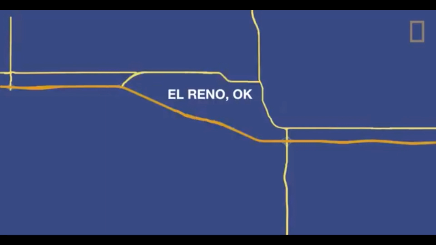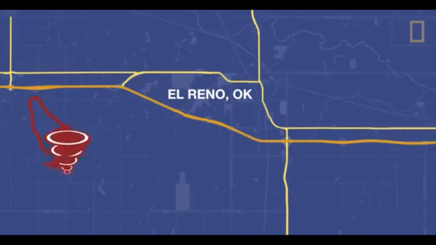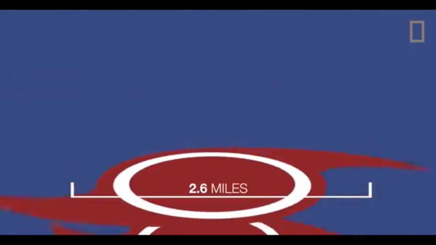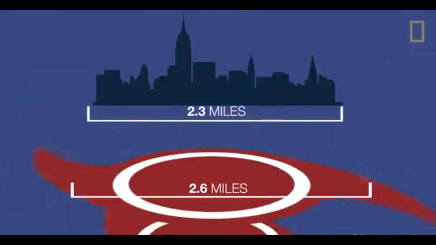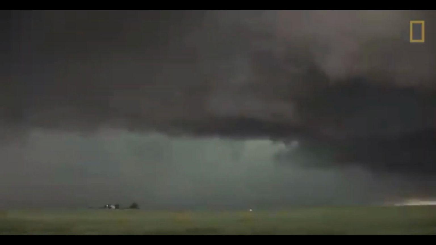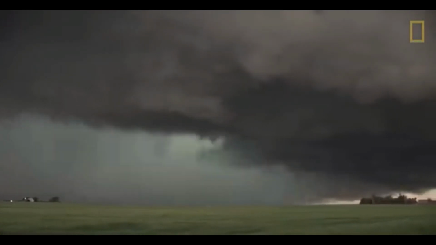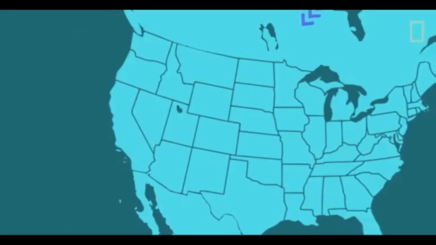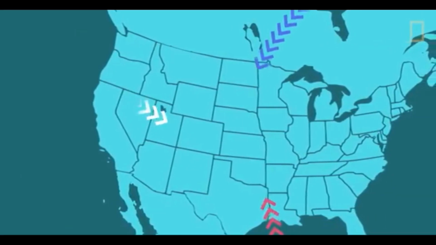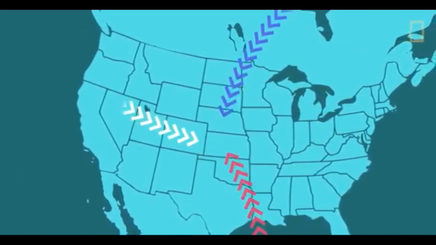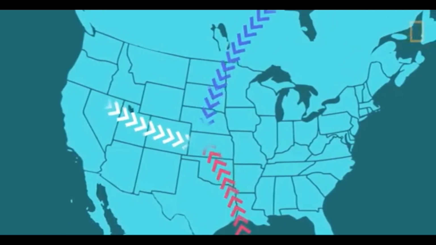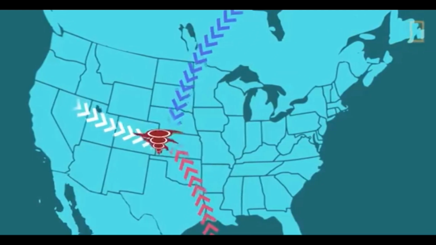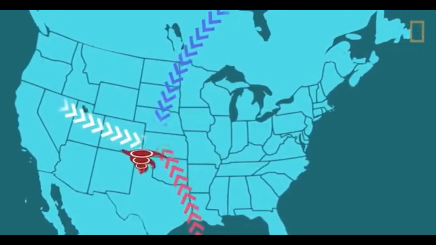The widest tornado ever recorded, the May 2013 El Reno tornado in Oklahoma, was 2.6 miles across. That's wider across than Manhattan. Research has allowed us to identify the essential ingredients needed for twisters to form in the U.S. Warm, moist air, typically from the Gulf of Mexico, cool air, typically from Canada, and dry air, typically from the Rockies. When these air masses collide, they create the perfect conditions for a tornado.